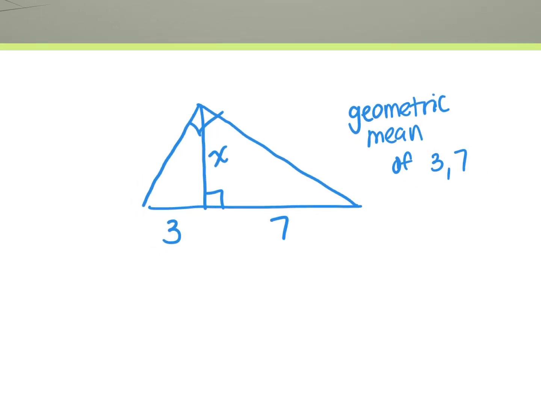Now, we just did this on the previous slide. How would I find the geometric mean of 3 and 7? Go ahead. Multiply and then take the square root. So x is going to be the square root of 3 times 7. What is 3 times 7, guys? 21. Take the square root of that. And I believe I got 4.6. Can you guys check me on that? So it's the square root of 21, which is 4.6.